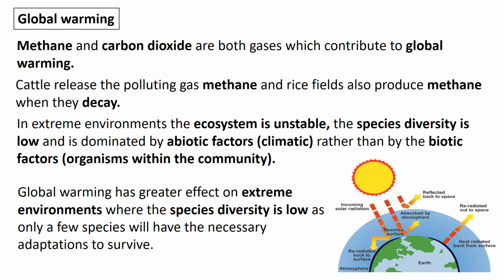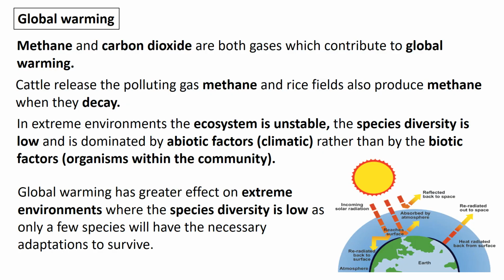And all of this carbon dioxide, along with methane, can contribute to global warming. If you chop down trees and then put cattle on it, cattle are a big producer of methane, as well as rice fields. They all produce high levels of methane. So these two greenhouse gases are going to actually contribute to global warming.